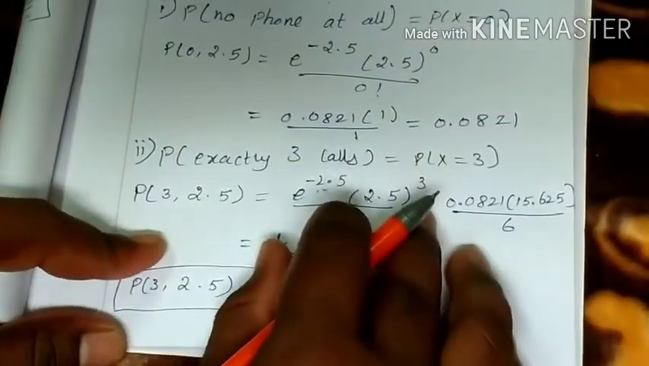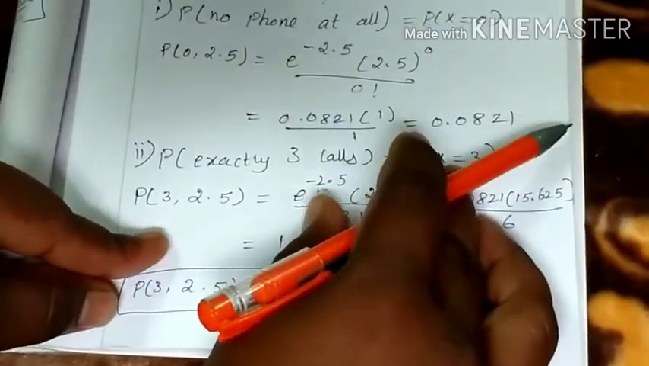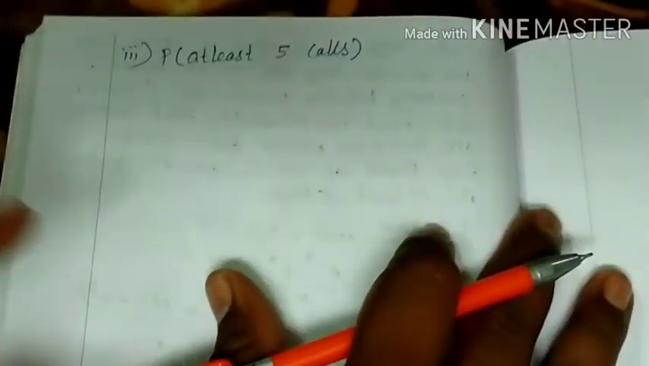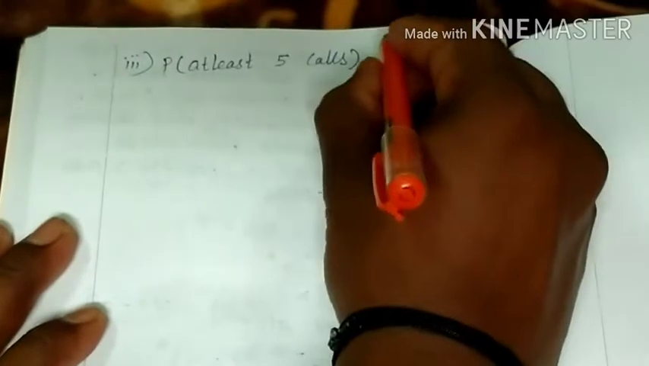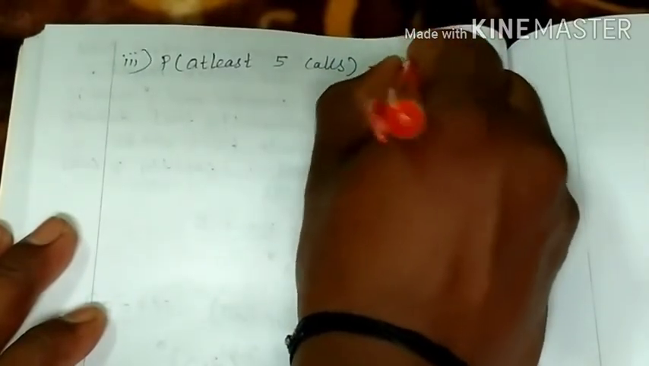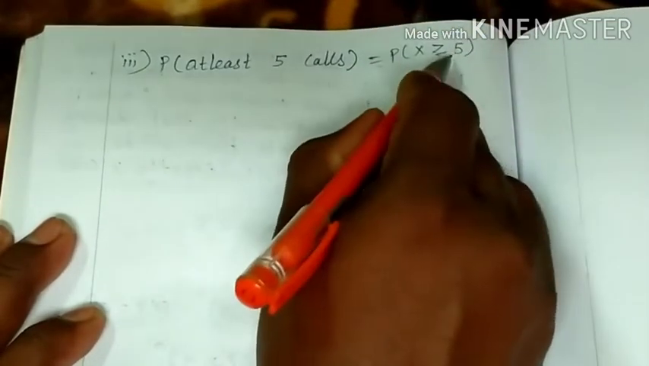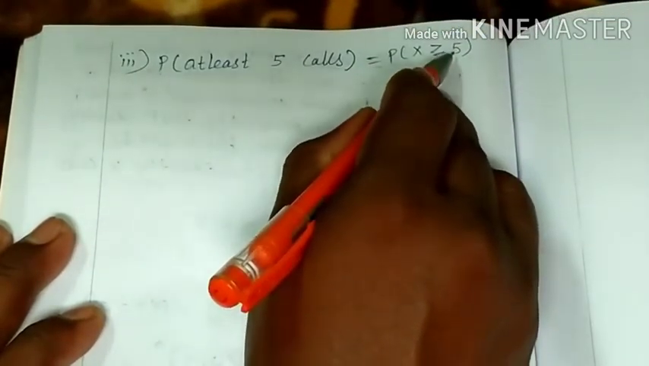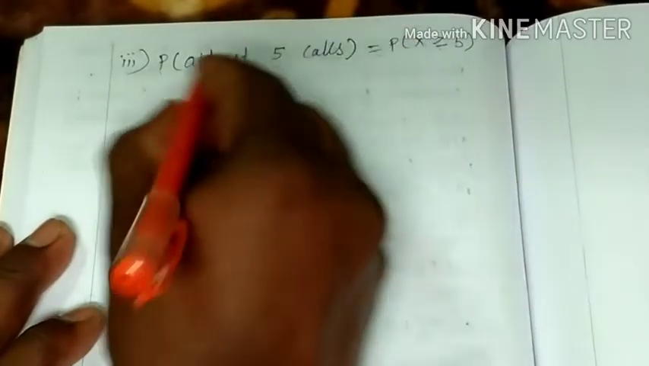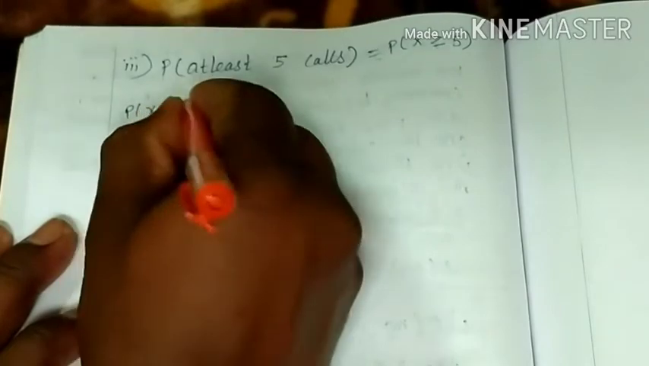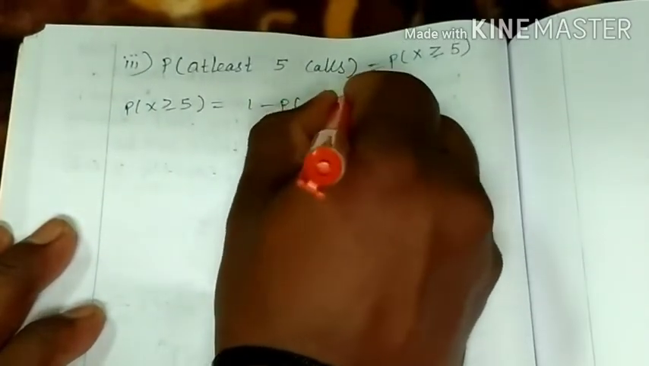So next we have the third one: at least 5 calls. The third subdivision is the probability of at least 5 calls, which is P of x greater than or equal to 5. At least 5 calls means the minimum is 5, so a maximum is not given. So P of x greater than or equal to 5 can be written in the form of 1 minus P of x less than 5.